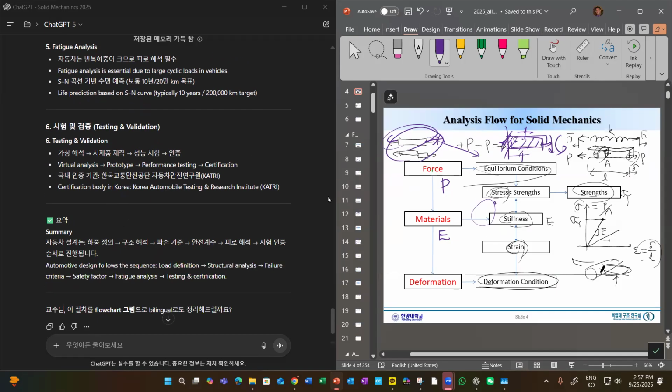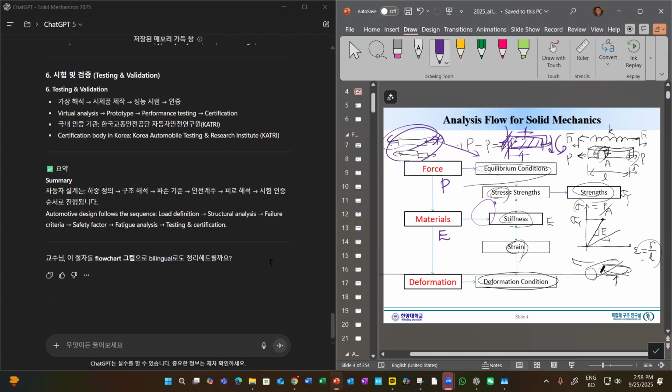So we must define the loads, the external loads coming in, and do the structural analysis. In a wide sense we have to consider all the procedures, but the most important point of this structural analysis is equilibrium. Next, the failure criteria: this is strength, the failure criteria. What is not shown here is that of course you must do experiments and certification.